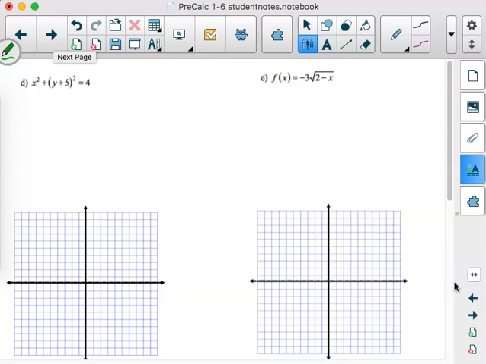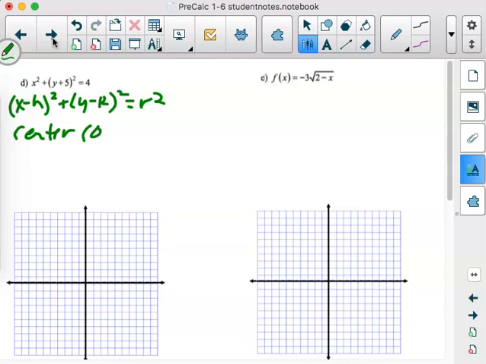So in D, the first thing I see is, ooh, something squared plus something squared equals something squared. Hey, that's a circle. And this one would have a center at 0, -5. And the radius would be a 2. So there it is. Now, how do we talk about that in terms of transformations? Well, our parent function is a circle.